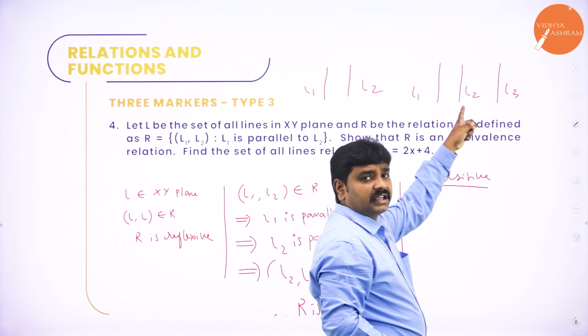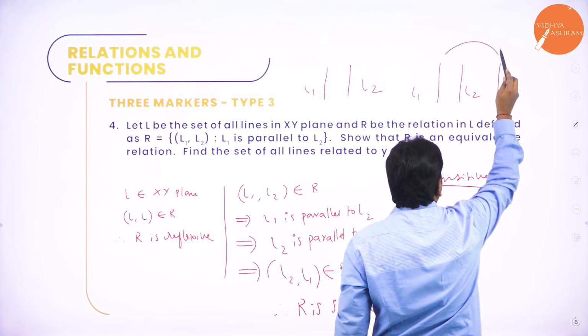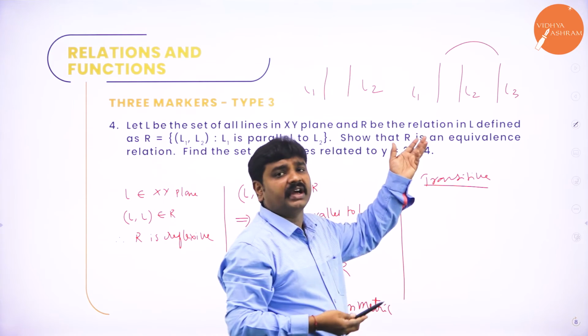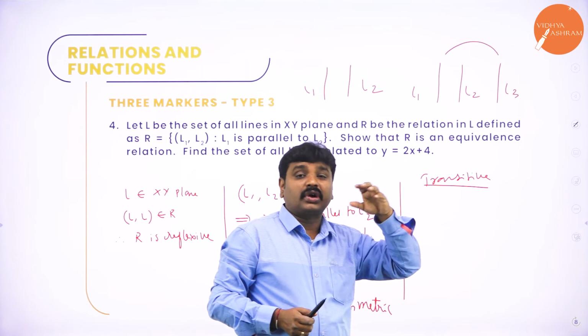L1 is parallel to L2 and L2 is parallel to L3. And how about these two? Therefore L1 and L3 are parallel, from the diagram. But you need not draw the diagram. Just you have to conclude.